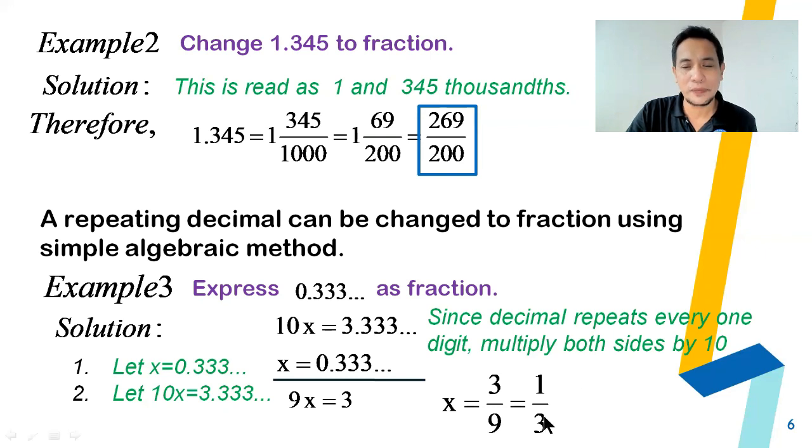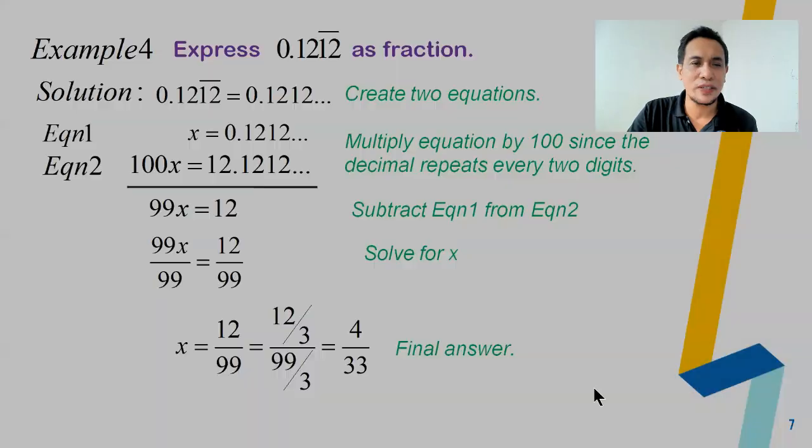Try solving this one using your calculator. Divide 1 by 3. The answer is 0.333 and so on and so forth. All right, any question? Okay, this is the final answer.